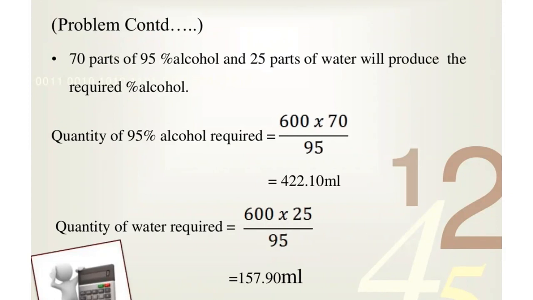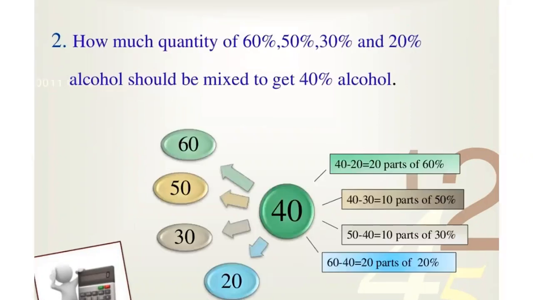Now we got it. So quantity of 95% alcohol is equal to, what is the given quantity? That is 600 into 70 by 95. Then you will get one value. Then quantity of water, 600 into 25 by 95. Then you will get another value. So 422.10 ml of alcohol is required. 157.90 ml of water is required. So this is the way to solve allegation method problems.